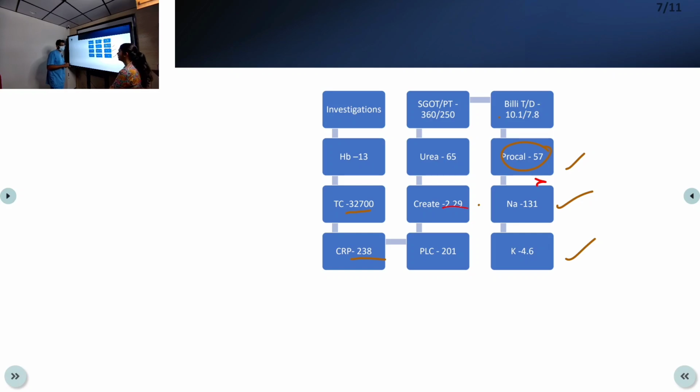What was started in this patient? As the patient's CRP was high, with procal also in the higher range, we started with meropenem. And further, things unfolded when we did the USG abdomen.